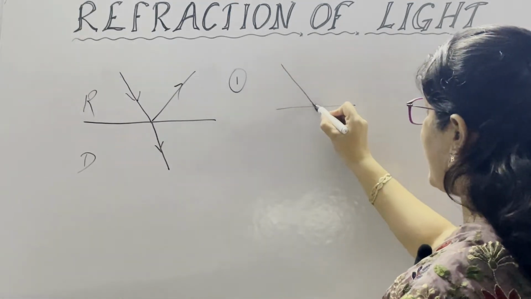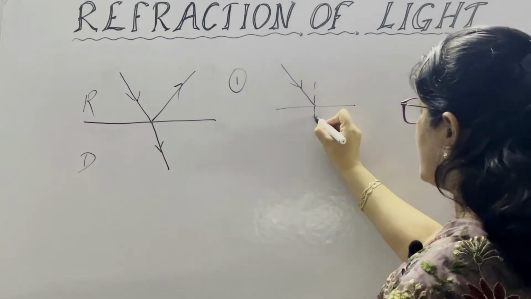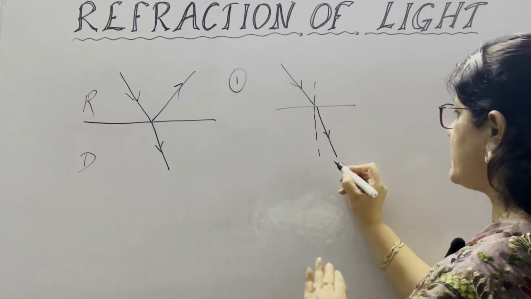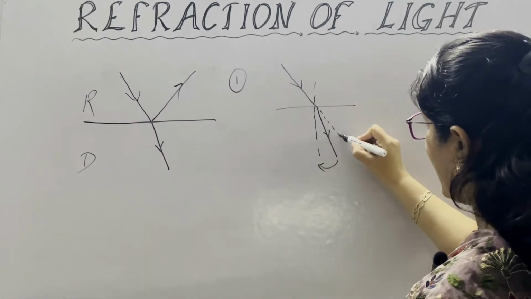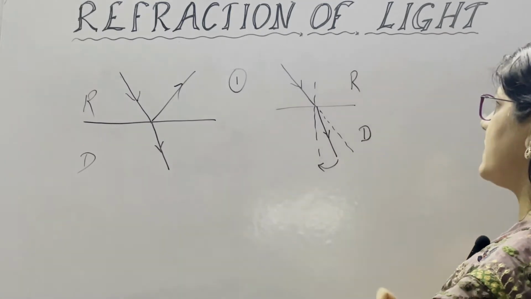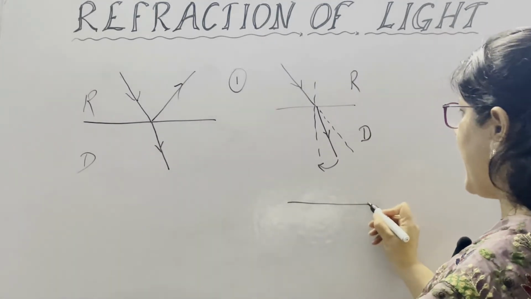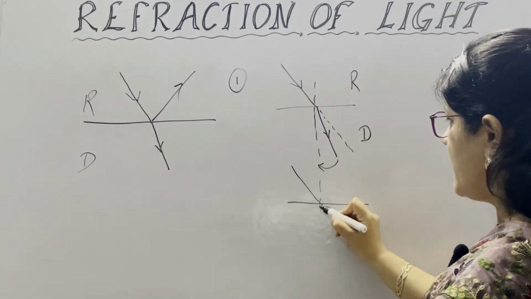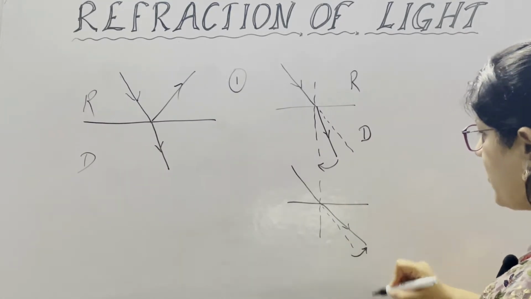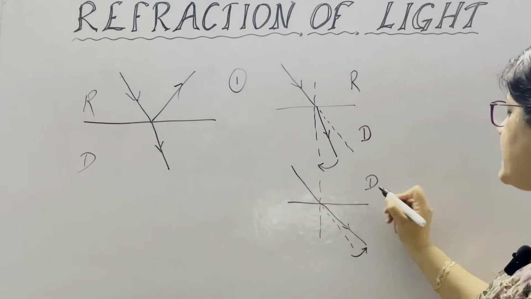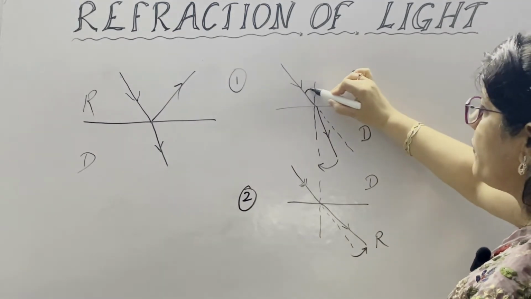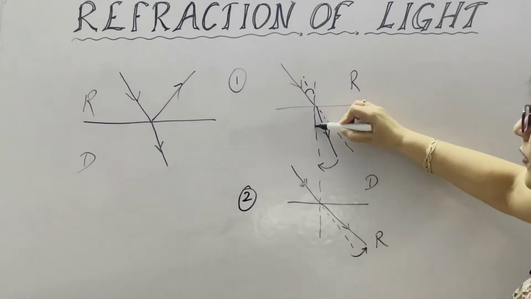Now, the first possibility is when a light ray is striking a surface, this is the normal, and the ray bends towards the normal. Ideally it should go in a straight line, but if it bends toward the normal, it means the light ray is entering from a rarer medium to a denser medium. And oppositely, if a light ray strikes a surface and goes away from the normal, ideally it should go like this, but it is going away from the normal, then it means light is entering from a denser medium to a rarer medium. As you can see in these two diagrams, this is the angle of incidence I and this is the angle of refraction R.